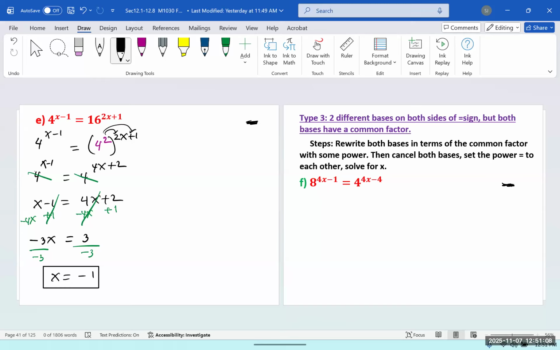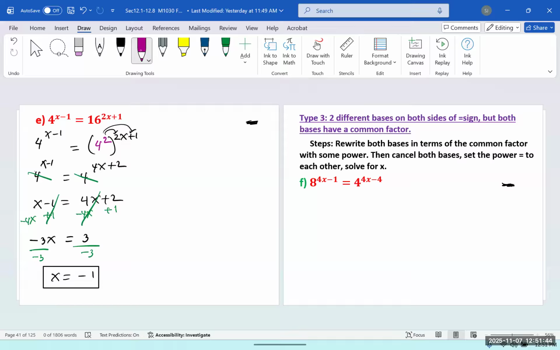Can you rewrite 8 as 4 to something power? Is 4 to something power equal to 8? No. So in this case, since we cannot rewrite either base in terms of the other base, but if you observe carefully, both of them actually have a smaller number in common, 2. So when both of them have the same smaller number in common, we are going to rewrite both of them using that smaller number.